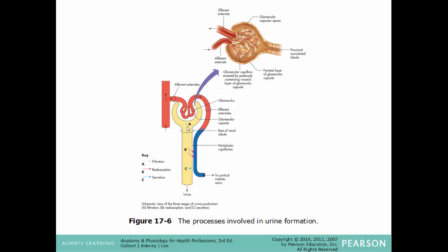So that takes care of part A in this image, the filtration. That goes on to reabsorption. Material is reabsorbed from the proximal convoluted tubule into the blood capillaries. And most of the material that gets filtered will get reabsorbed into the blood capillaries. And tubular secretion, material being secreted into the tubule from the blood capillaries. At this point, it will be urinated out as urine.